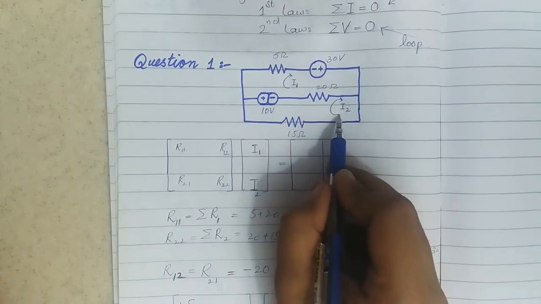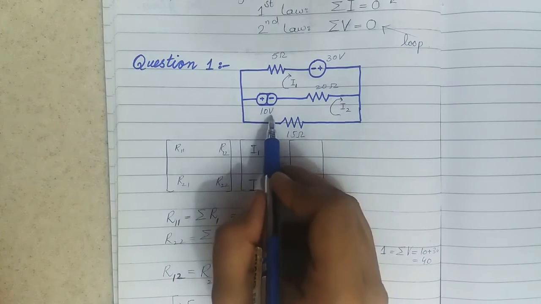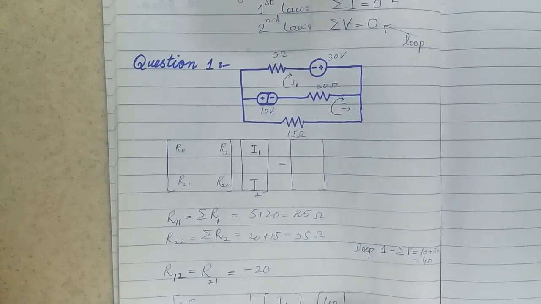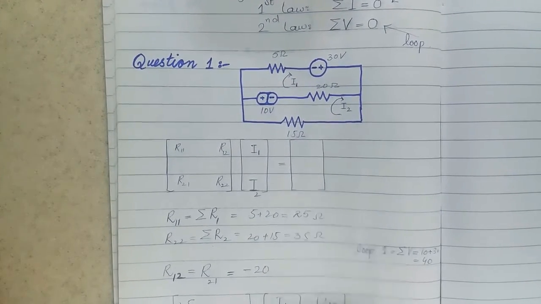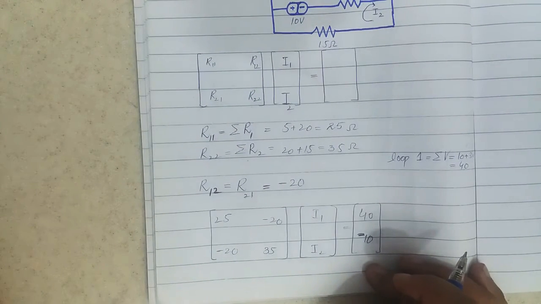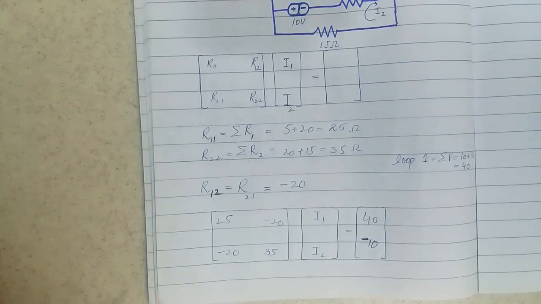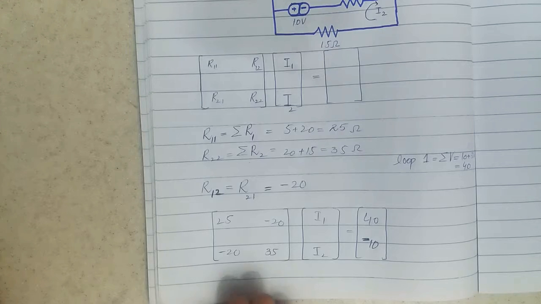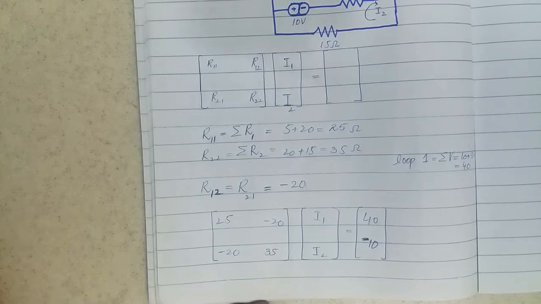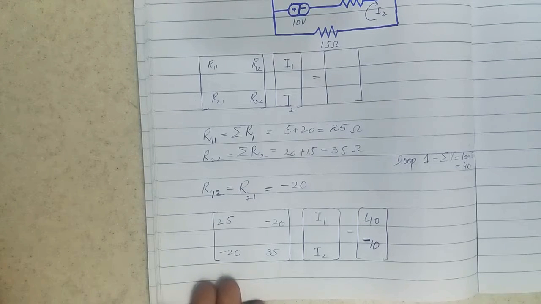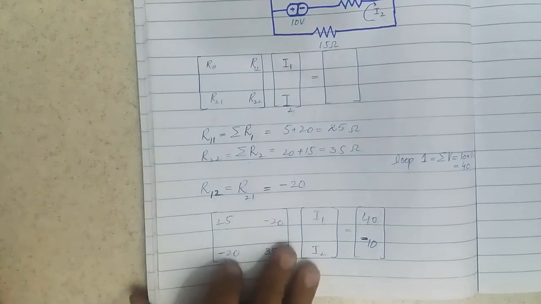When we are talking about loop 2, there is only one voltage, and when we move in the clockwise direction, this is positive to negative, so this will be minus 10. Now this is the matrix form of the equation, so we can solve it, because this is a 2 by 2 matrix, by the inversion formula, A inverse B, or by using the Gauss elimination method or Gauss-Jordan elimination method. That will be done by applying row operations.